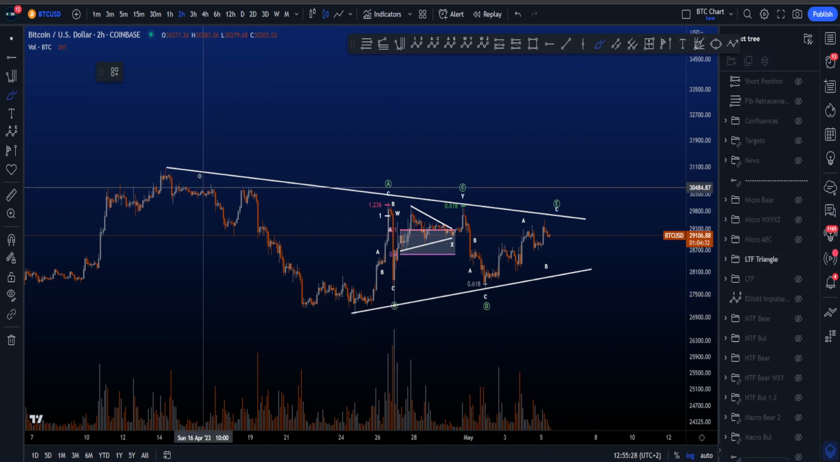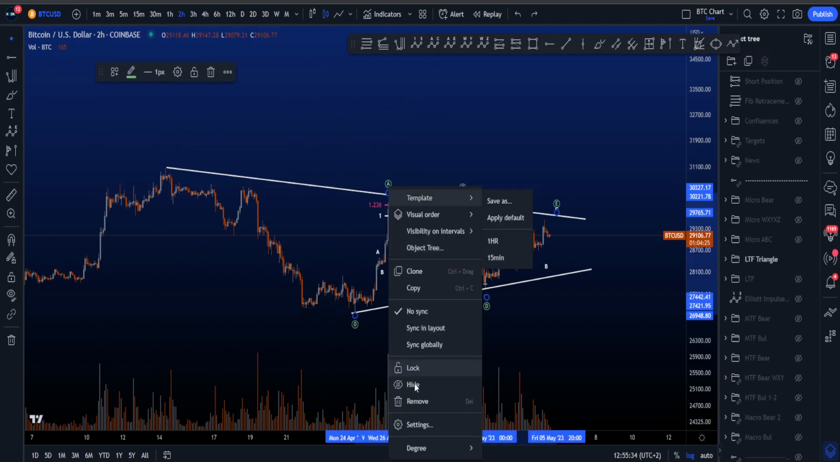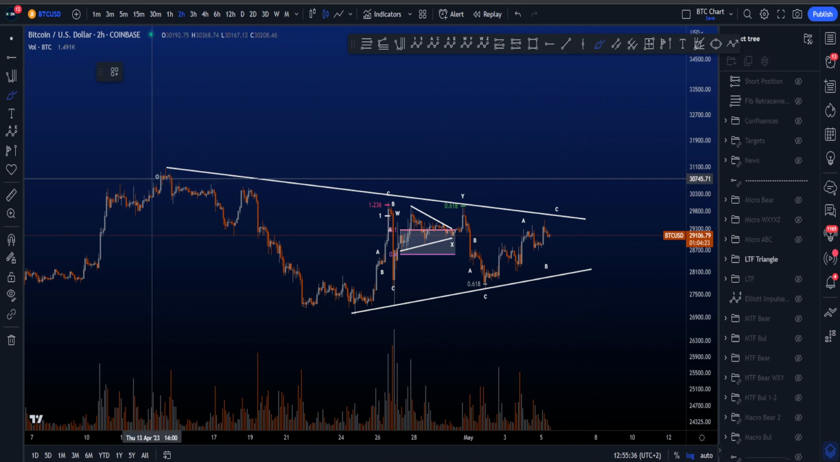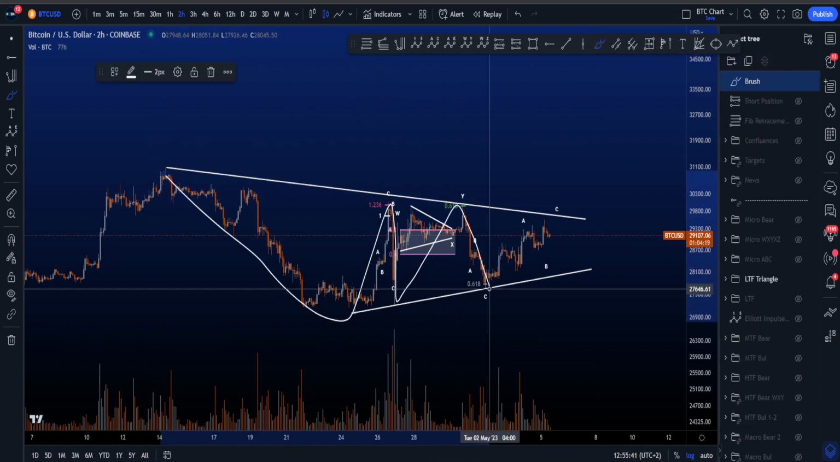So now we have this as a zigzag structure in a wave A. Actually, let me remove the green count to not confuse you over here. So then this is wave A, B, C, D, E. It is not pretty at all, but yeah, okay.